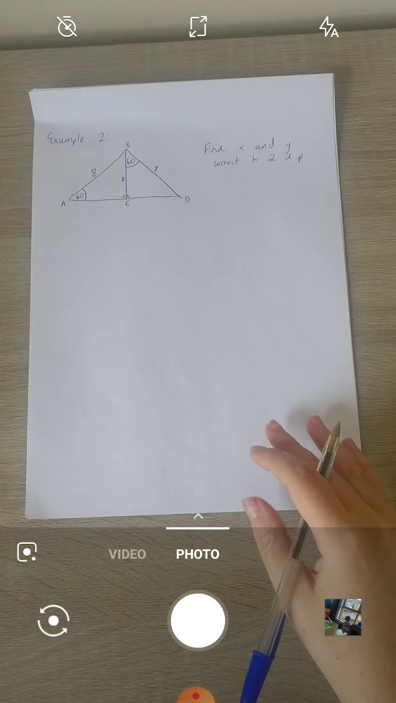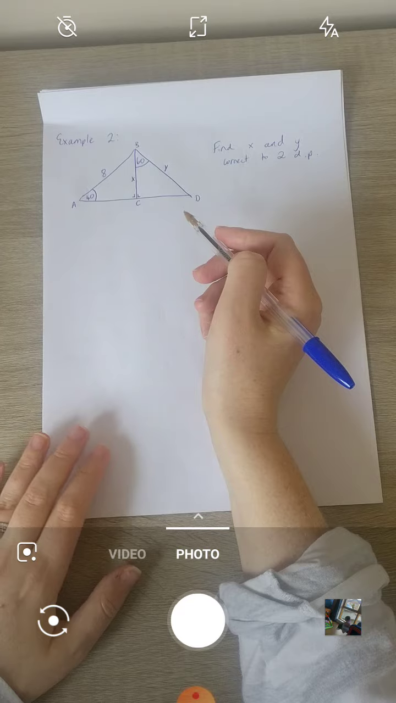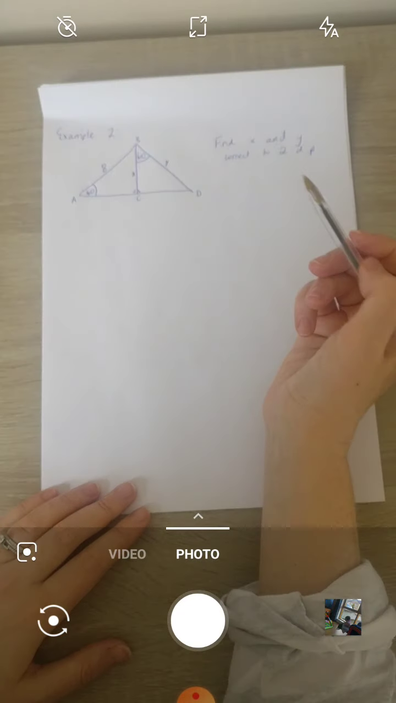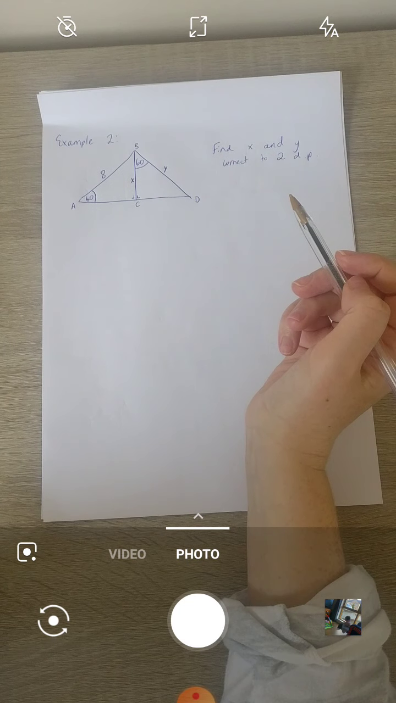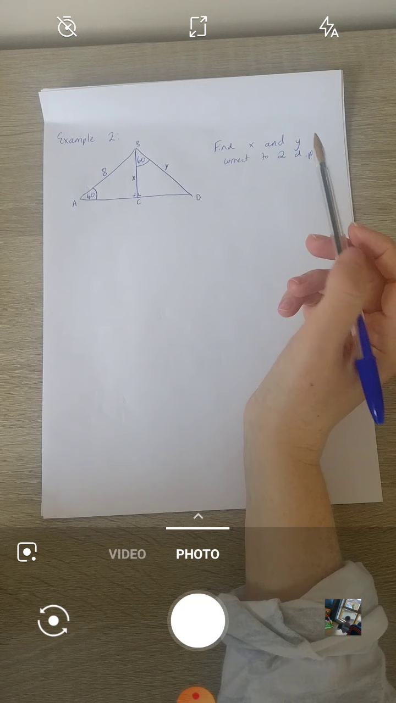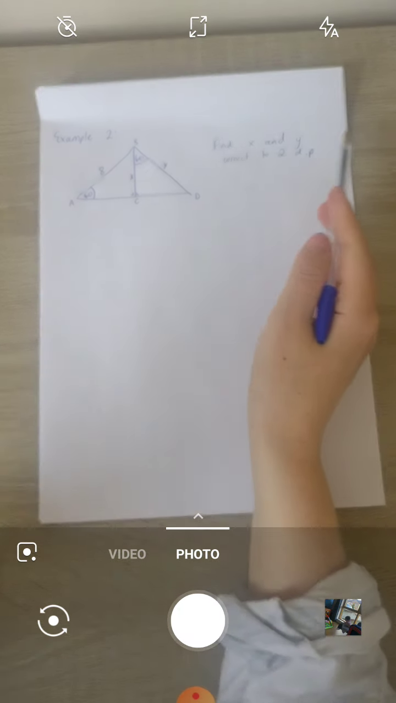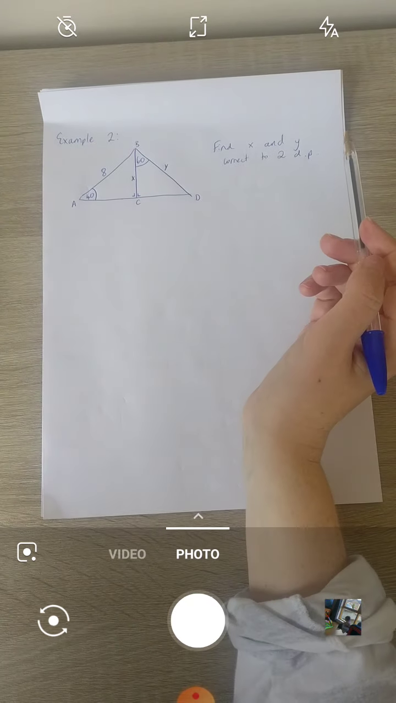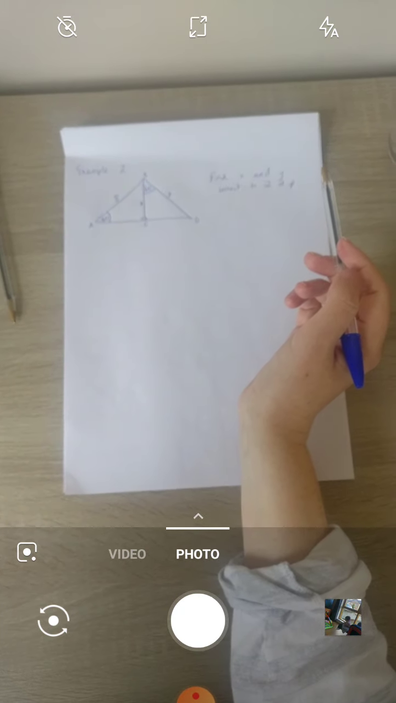Let's look at another example. We have two right angle triangles back to back here. Okay, and it says find x and y correct to 2 decimal places. So I'm going to treat these as two separate triangles, but you're going to need to find one of them in order to be able to find the other one. So there is one that you'll need to find first.